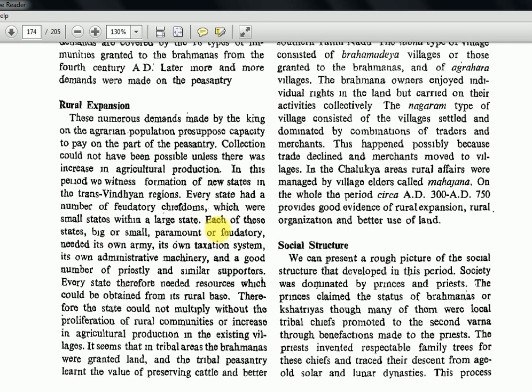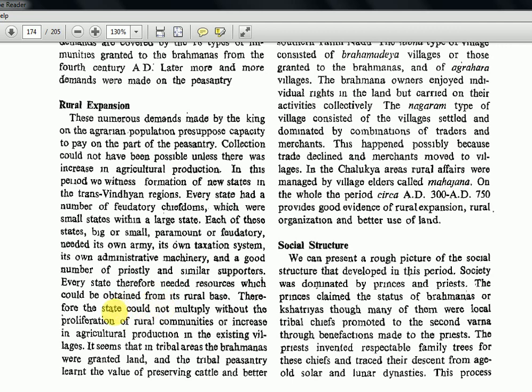Each of these states, big or small, paramount or feudatory, needed its own army, its own taxation system, own administrative machinery, and a good number of priestly and similar supporters. So they are just telling a lot of small feudatory chiefdoms were there. Not kingdoms, chiefdoms. Every state therefore needed resources which could be obtained from its rural base.